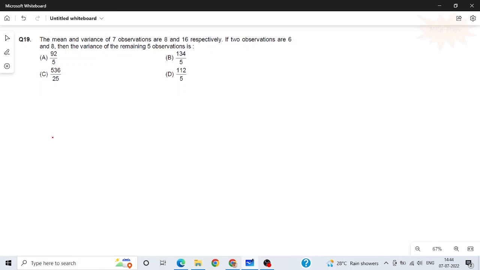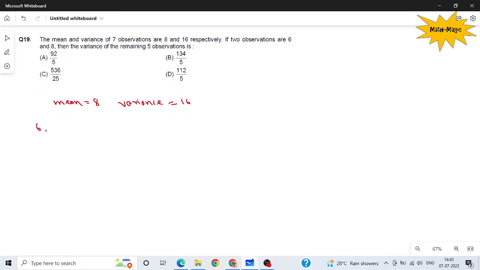Let's solve this problem. The mean and variance of 7 observations are 8 and 16. So the mean given is 8 and variance is 16. If two observations are 6 and 8, then what is the variance of the remaining 5 observations?